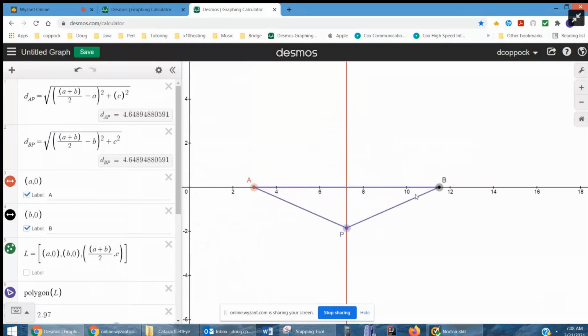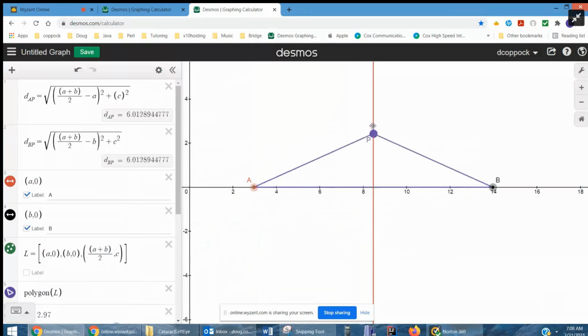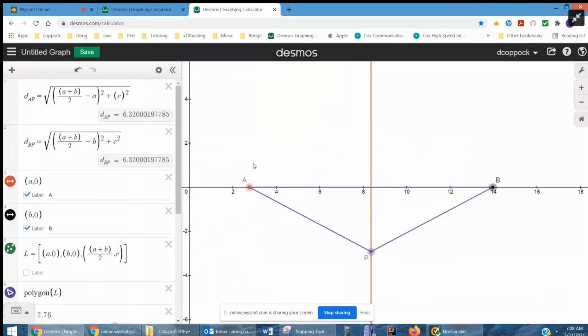Distances are the same. And I can change the location of A and B. Doesn't matter. This red line is still the perpendicular bisector. Therefore, it's equidistant from the endpoints of the line segment. Okay, so hope that gives you some idea how to answer your question.